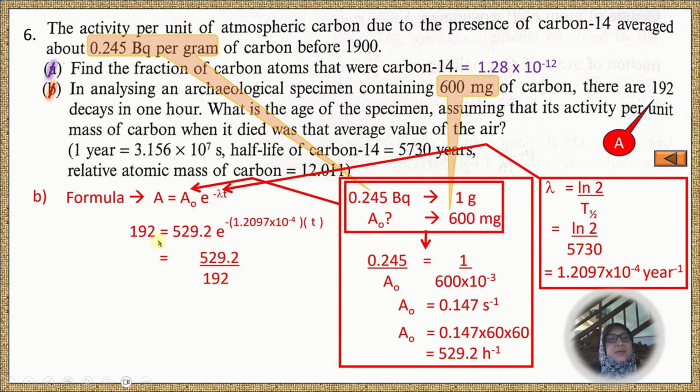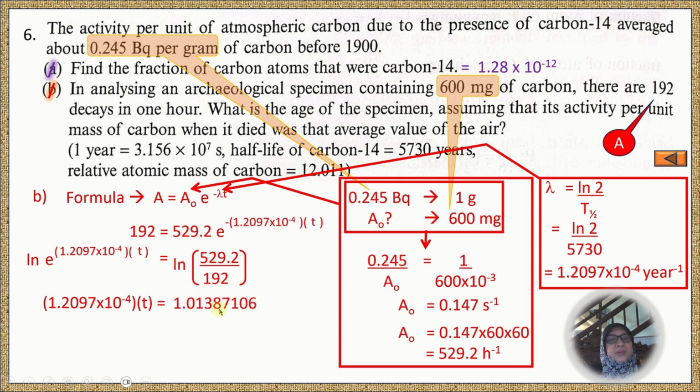Okay, so now we bring 192 to the right side, it becomes over 192, and this one we bring to the left side, becoming positive. So e to the power of positive 1.2097 times 10 to the power of negative 4 t. Then we use the log rule, take log on both sides. ln is log base e, same base, so it becomes 1.2097 times 10 to the power of negative 4 times t. Okay, so this one is 1.0138.